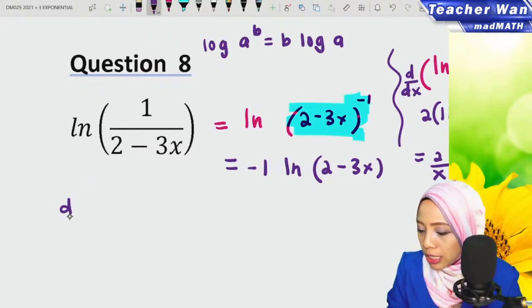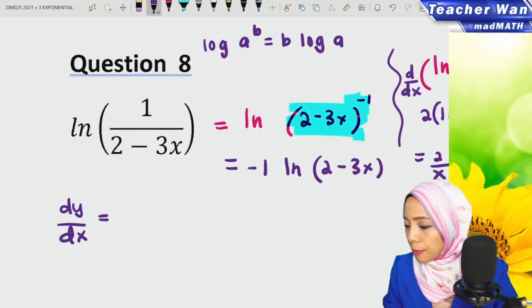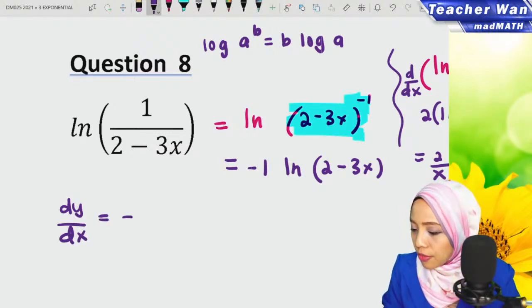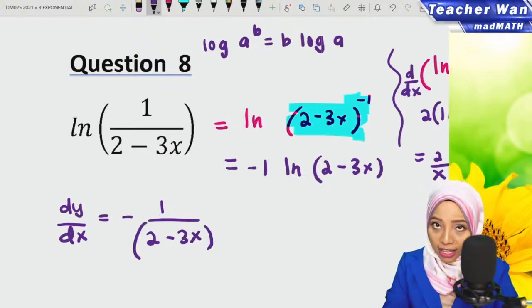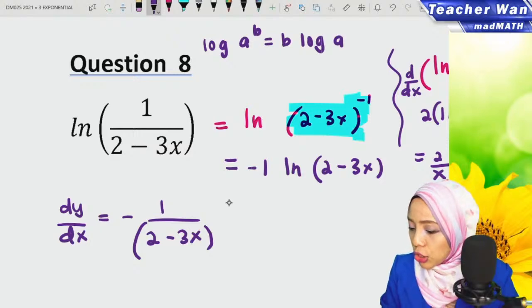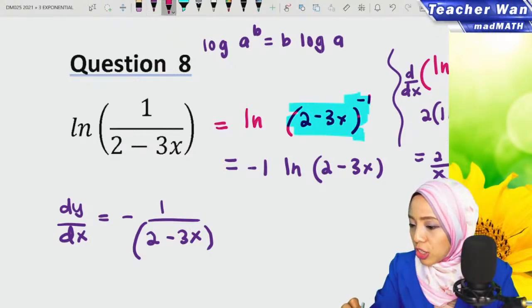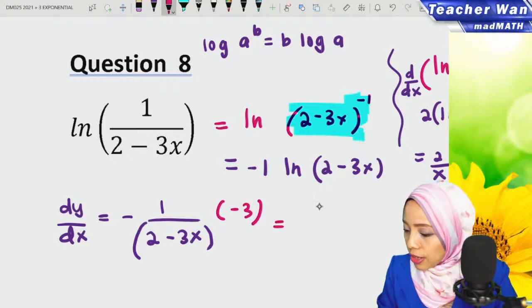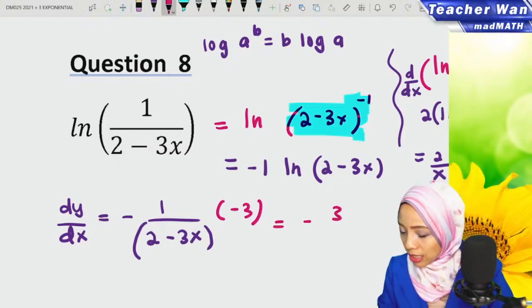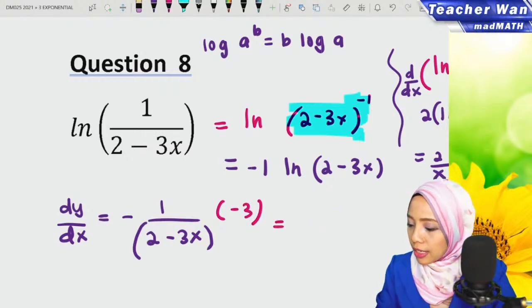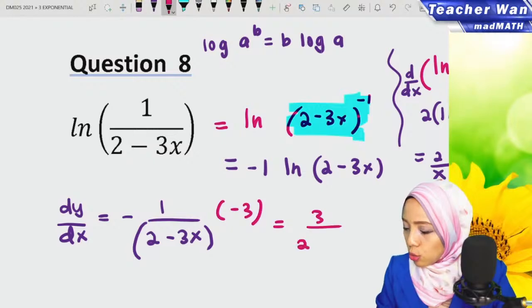So dy over dx equals to negative 1 over 2 minus 3x, as I mentioned earlier, 1 over f(x). And then the differentiation of the function, we get negative 3. Therefore, negative 3, negative times negative is positive, yes. Negative 3 over 2 minus 3x.